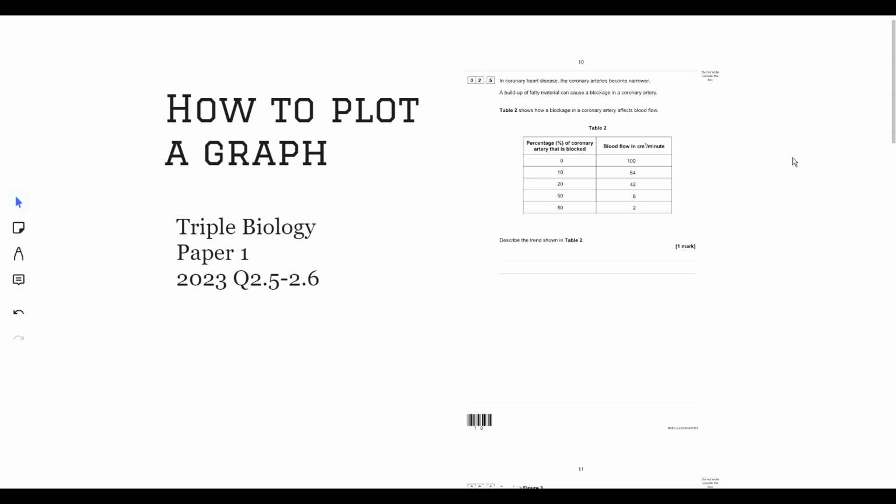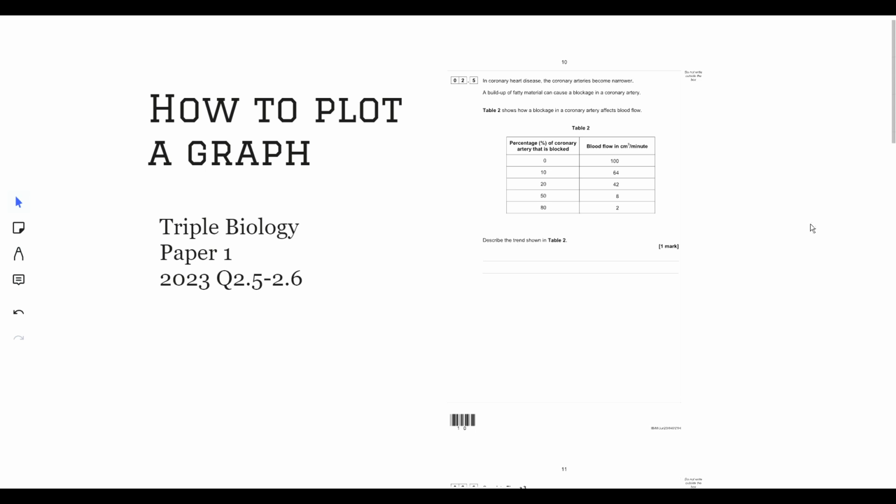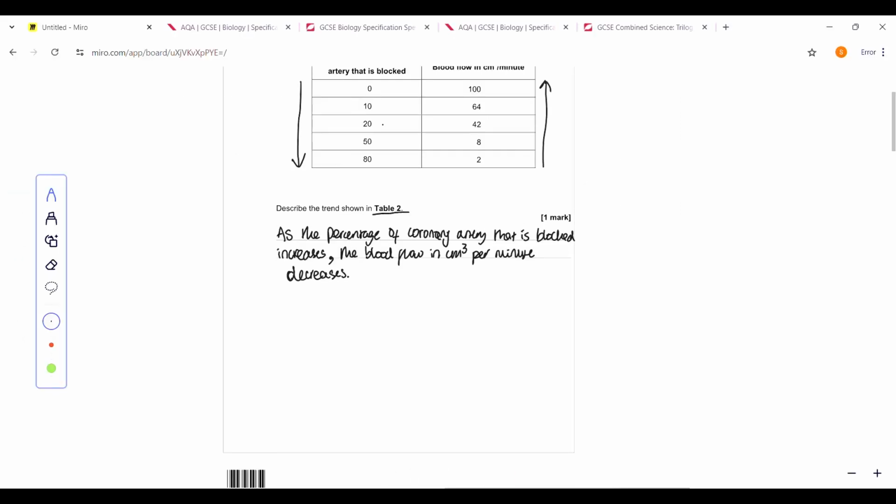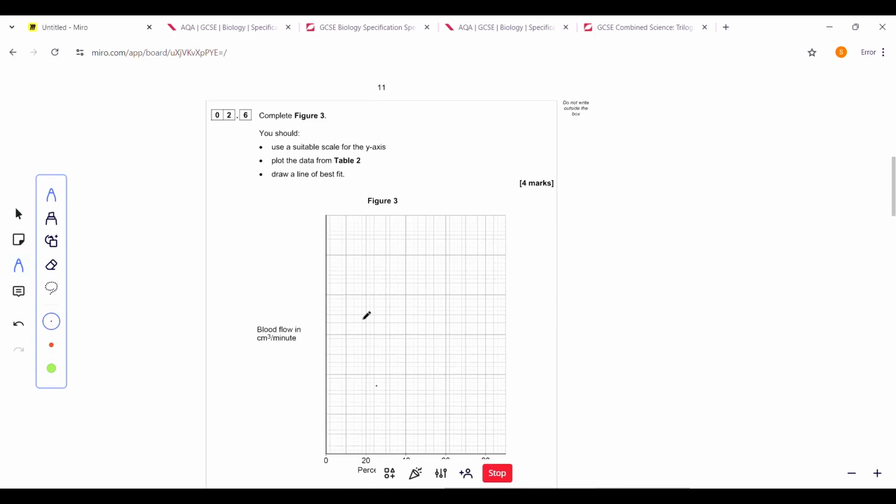Today I am going to be going over an exam question from a biology paper. The main focus for today is to really know and really grasp how to answer a graph question, how to plot a graph. So we finished answering this, right?